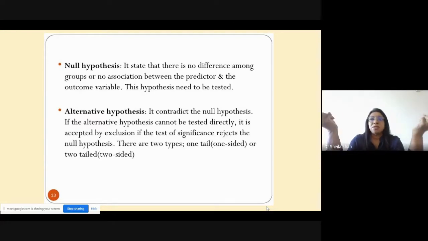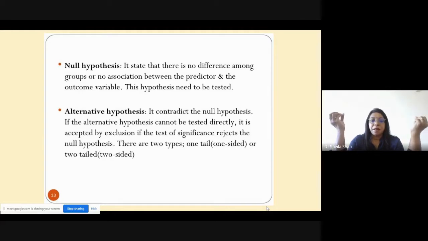So in my alternative hypothesis, I can say online class performance is better than face to face, or I can say face-to-face performance is better than online classes. So now the mean between A and B is not the same. A could be better than B or B can be better than A. Two ways here. So here it contradicts the null hypothesis.